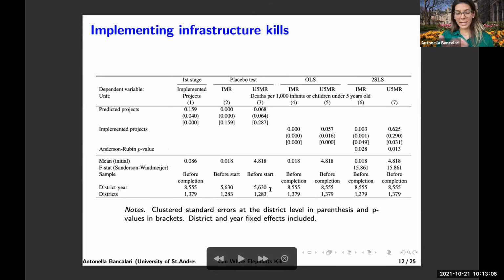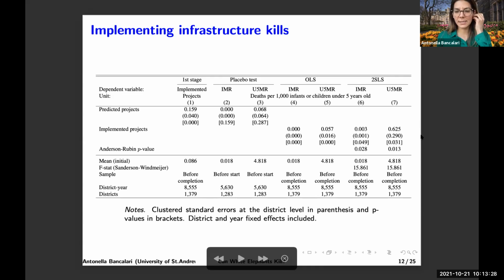So I'm going to try to go fast through the results. I show here that the instrument is relevant, so the predicted projects are actually associated with the actual implemented projects. I run a placebo test in which we can see that predicted projects are not associated with mortality, infant and under 5 mortality in columns 2 and 3 before the start of projects in a given district.